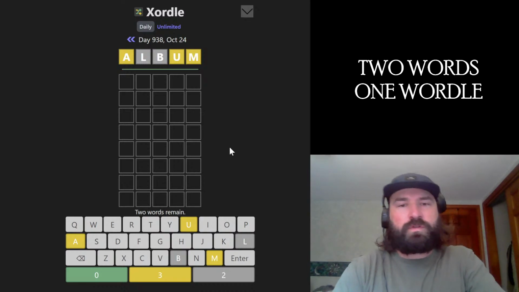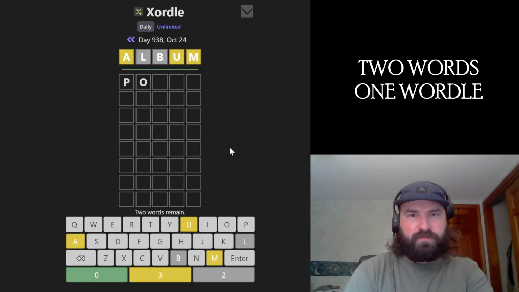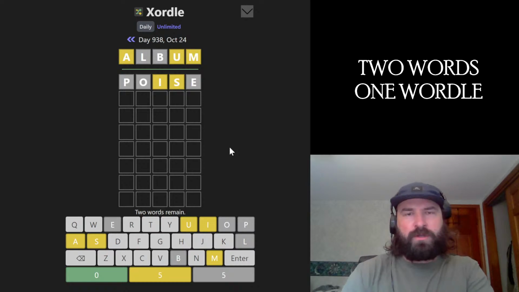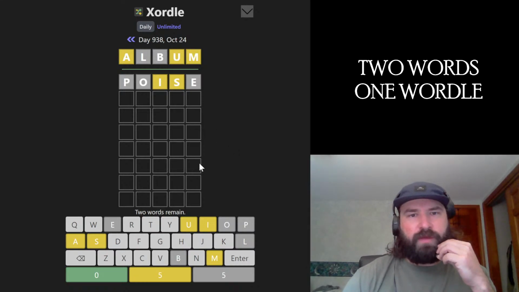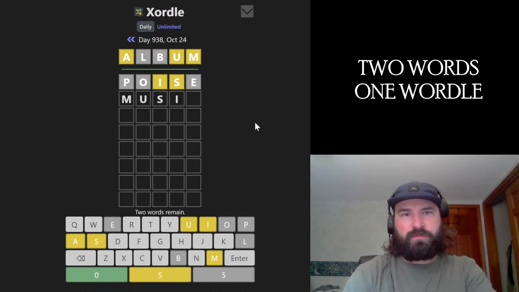Let's smash this Wordle. So it was the Wordle game of 2 words in the same grid. I like to get all 5 vowels in right off the bat. Let's go poise here. Okay, so we have an I and a U for our vowels. We could have a Y. Everything's yellow, unfortunately. It looks like music moves everything around. Moves 4 of our 5 yellows around.